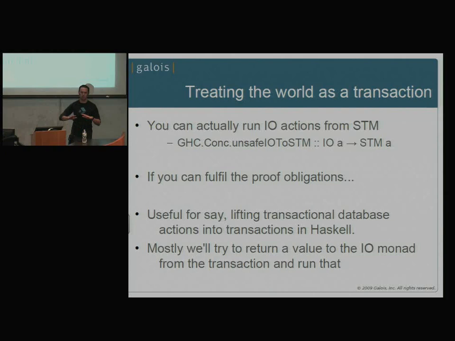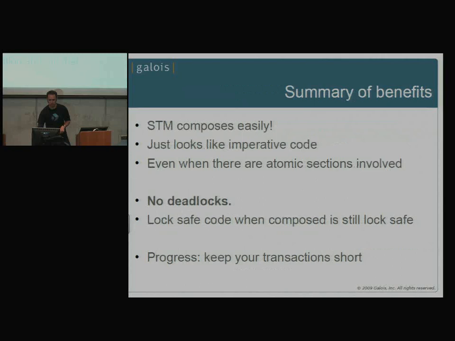So unsafe in Haskell is usually regular in other languages. When you see unsafe, it just means there's something the compiler can't prove for you, which is a pretty strong definition of unsafe. Mostly, for example, we can return a value from a transaction that we then run. So we might return a print statement from a transaction and then run it on the outside. So we don't need unsafeIOToSTM. But it's useful, for example, if you want to wire up the transaction system in Haskell to a transaction system in another system, like a database, so that a retry in Haskell will retry in the database. So you can glue things together this way. So STM composes easily.